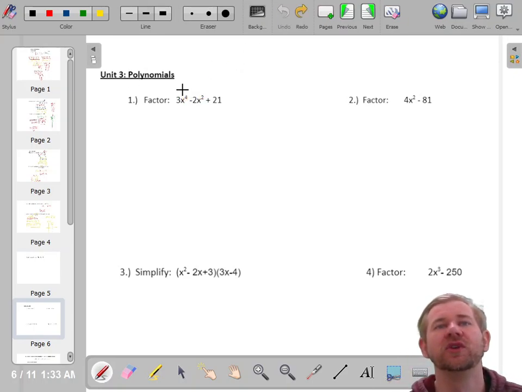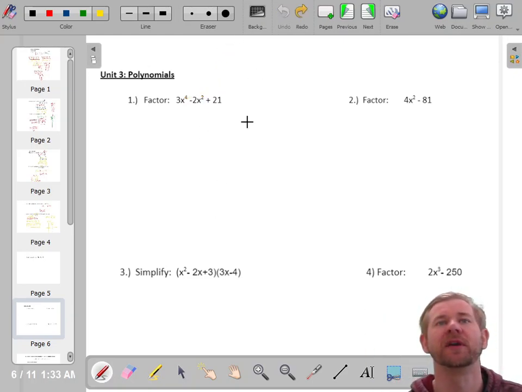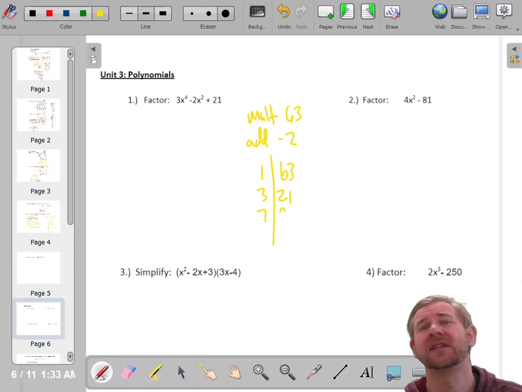See how it's 4 and 2? We're going to pretend like it's 2 and 1. We're just working in a higher degree. So we split the middle. What multiplies to 3 times 21 is 63 and adds to -2? Let's see, 1 and 63, 3 and 21, 7 and 9. There it is. And we want them to add to -2, so make the 9 negative.